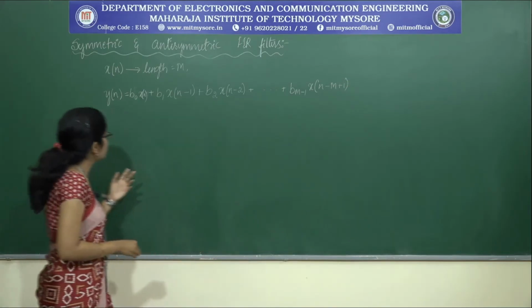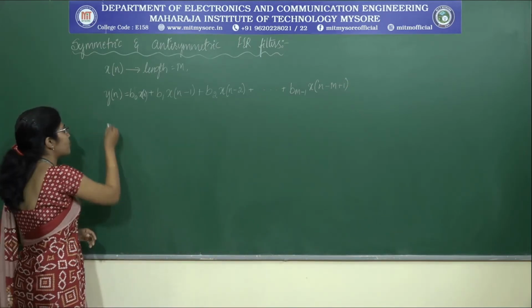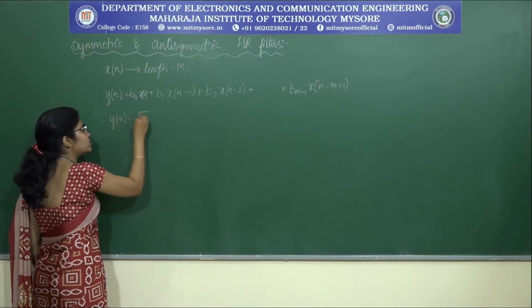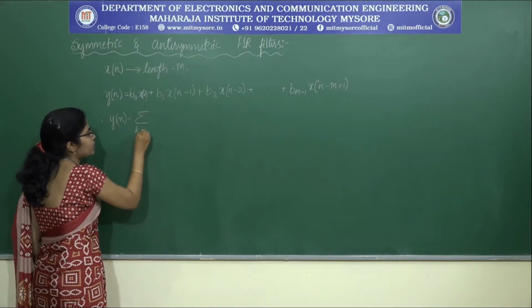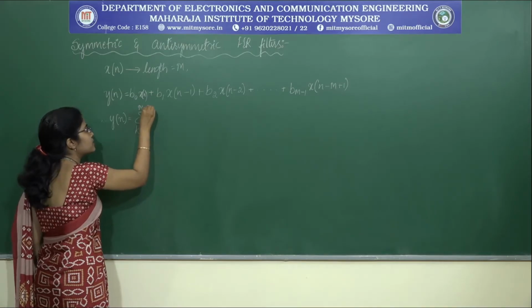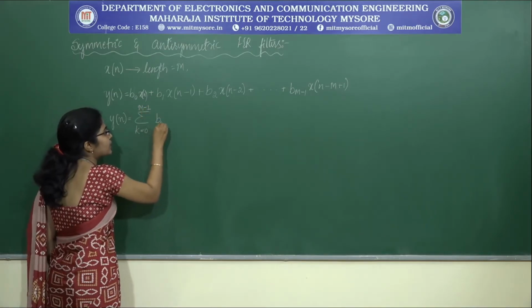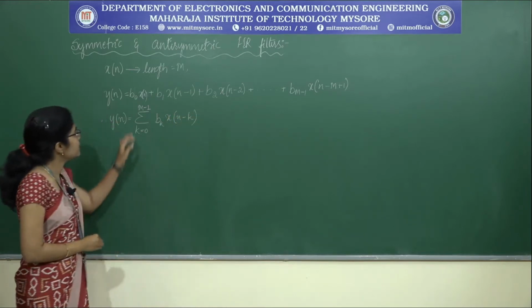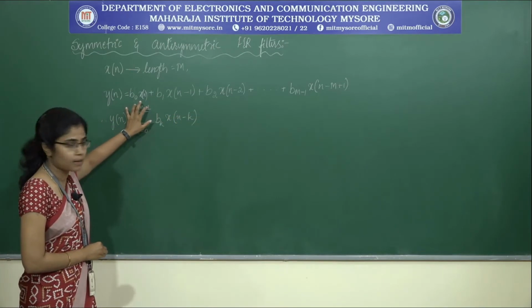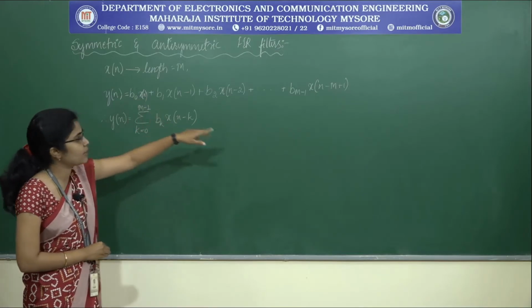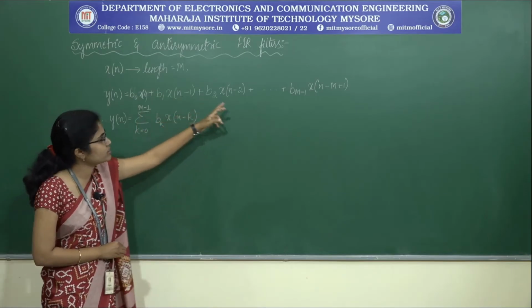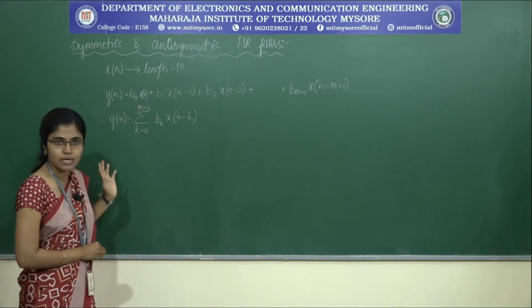If I write this equation in a general format, y of n will be equal to summation k ranges from 0 to m minus 1 bk into x of n minus k. So instead of all these numbers, that is digits 0, 1, up to m minus 1, I have termed it with a variable k. Since we are adding all these terms, I have taken it as summation.